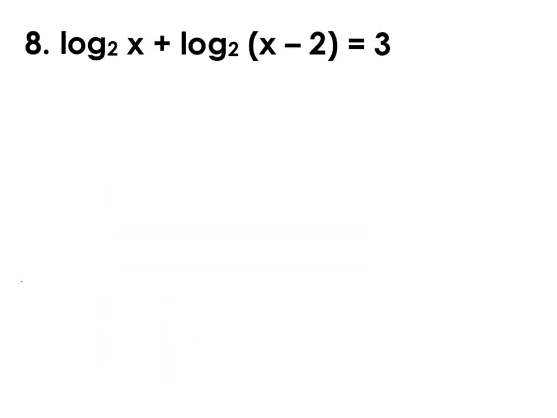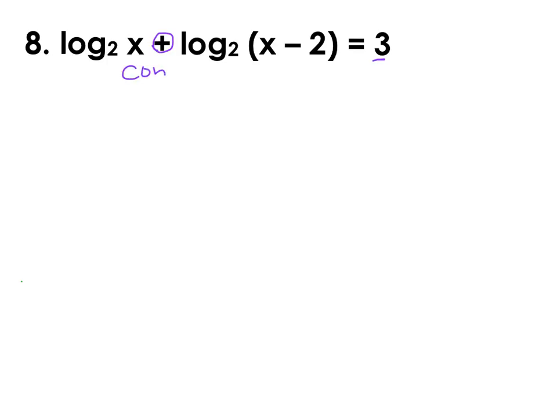Example 8. Log base 2 of x plus log base 2 of x minus 2 is equal to 3. Now, unlike question 5 up above, where we had a logarithm on each side and we just canceled them out, we actually can't do that here. The two logarithms are on the same side and there's a constant on the right. So that means we can't just solve the x and the x minus 2. But what we can do is condense the left-hand side using our properties of logarithms.